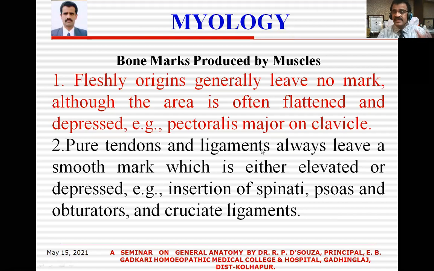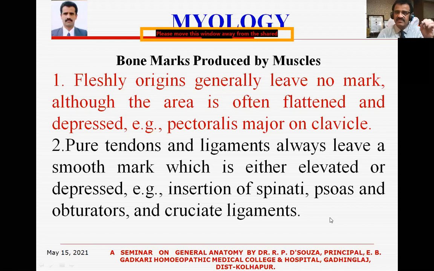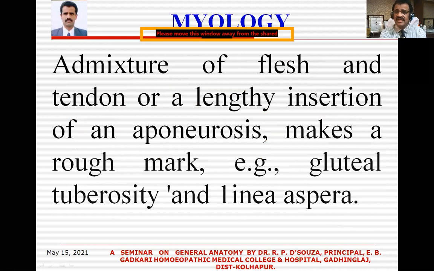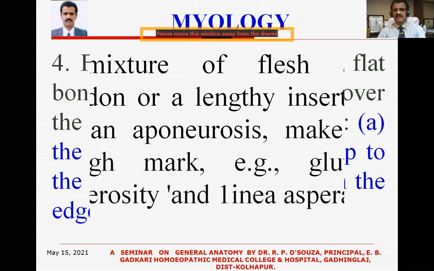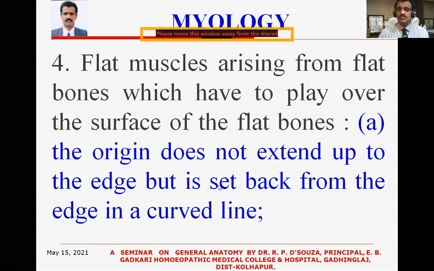Pure tendons and ligaments always leave a smooth mark, which is either elevated or depressed. For example, the insertions of supraspinatus, psoas, obturators, and cruciate ligaments will leave a mark on the bone. An admixture of flesh and tendon, or a lengthy insertion of an aponeurosis, makes a rough mark. Examples are the gluteal tuberosity, present on the hip bone, and the linea aspera, a separate line-like structure on the posterior side of the femur. Those are markings produced by the muscles attached to those bones.